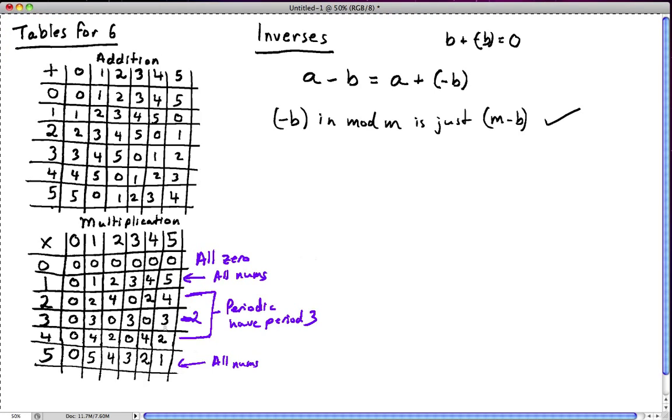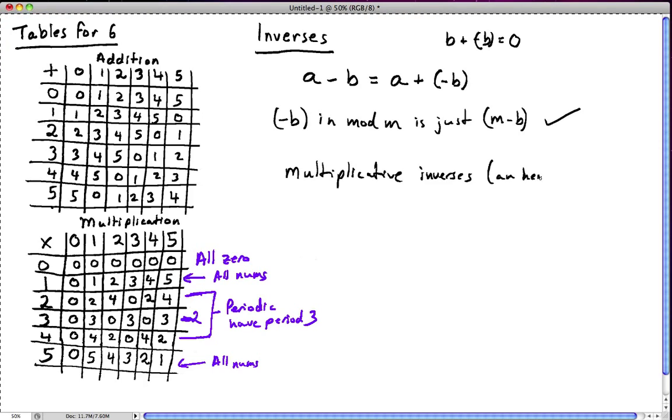So it works. But when does it work? This is what we have to really think about. So multiplicative inverses and hence division exist sometimes.